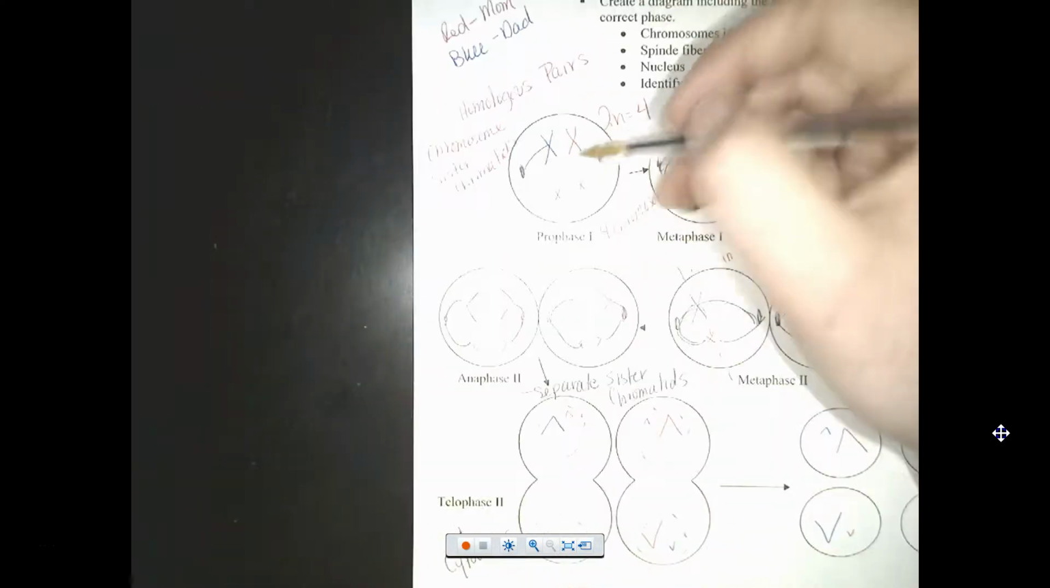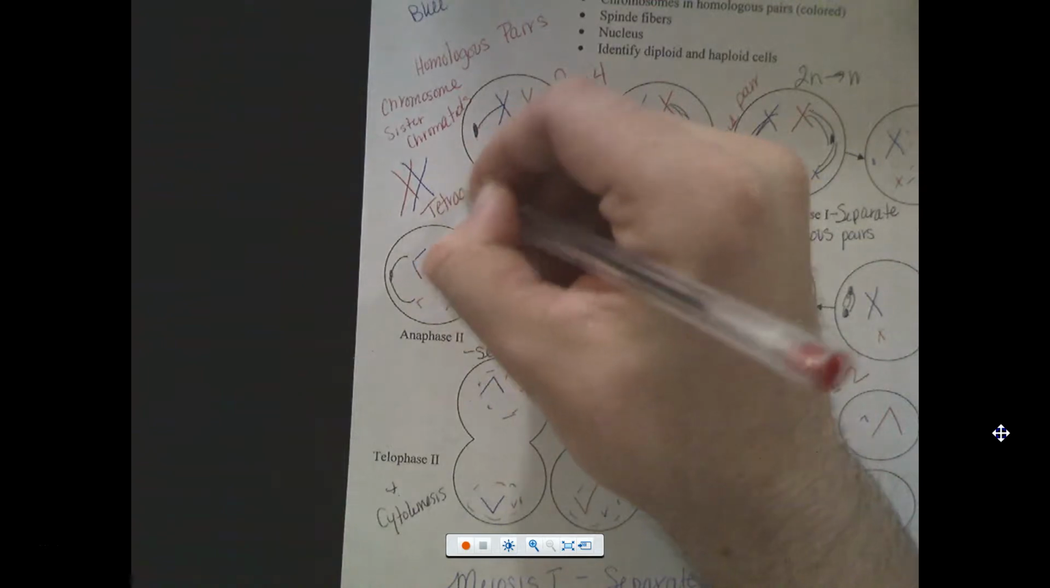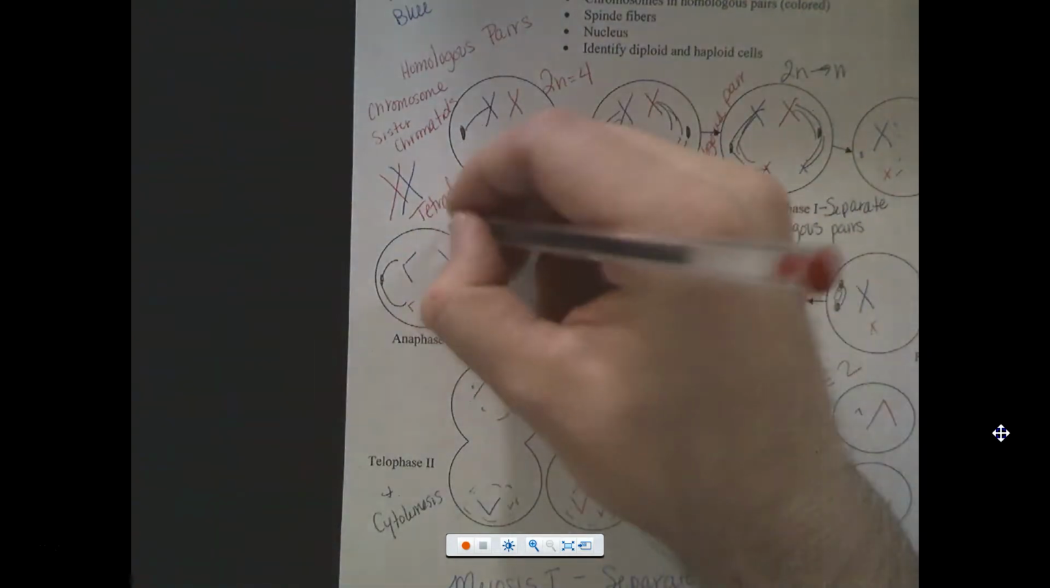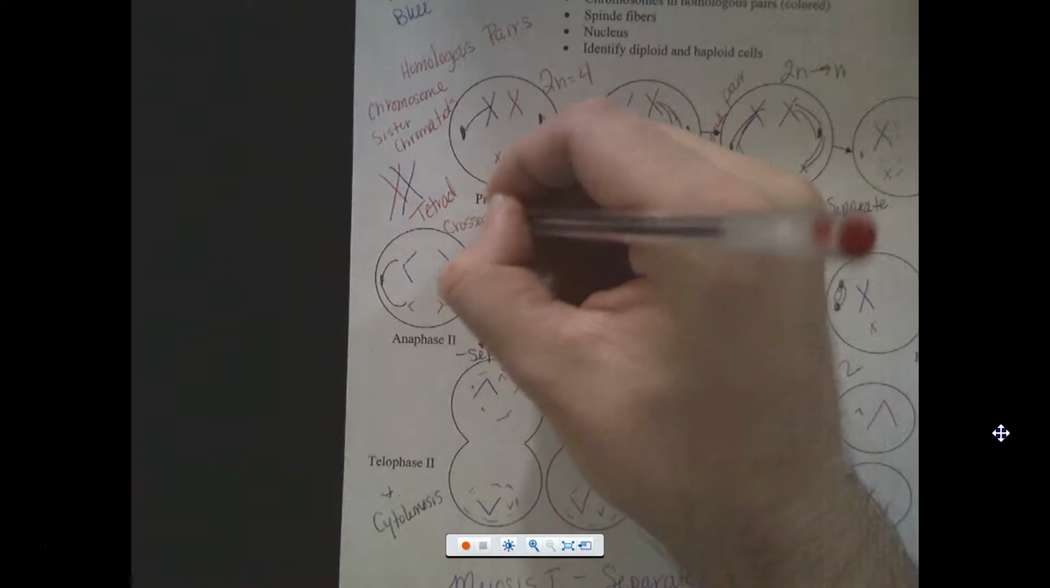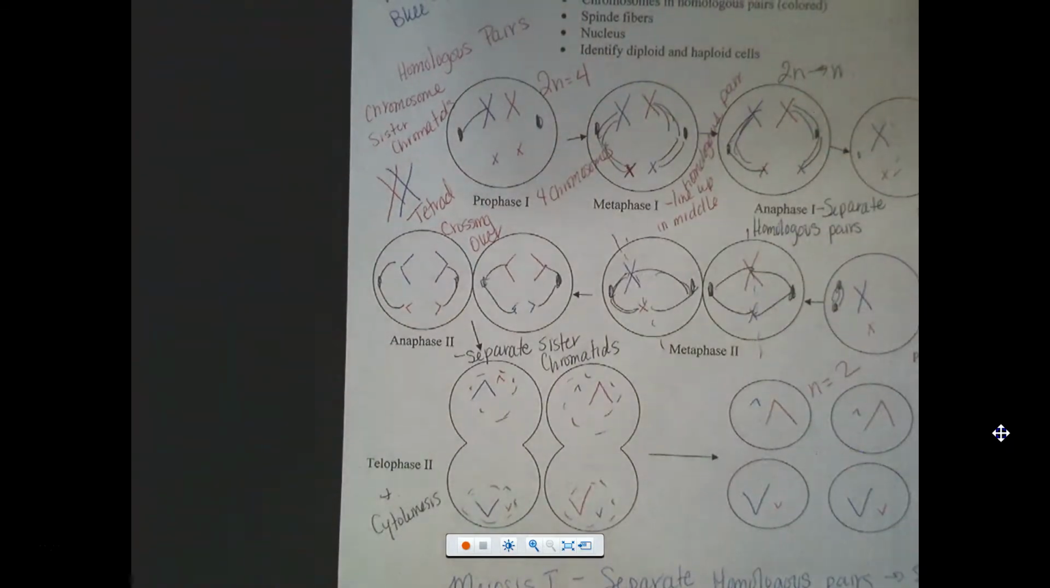We can get it from here in prophase, where these things can end up joining together. I showed you this yesterday, where they form this structure right here called a tetrad. And with tetrads, you can get crossing over, where we exchange genetic information. We'll talk more about crossing over next semester when we dive into genetics.